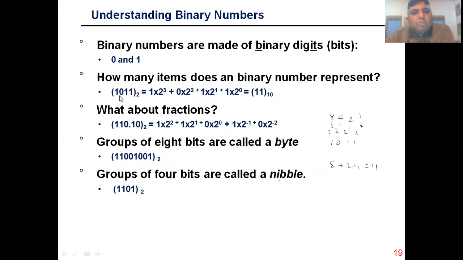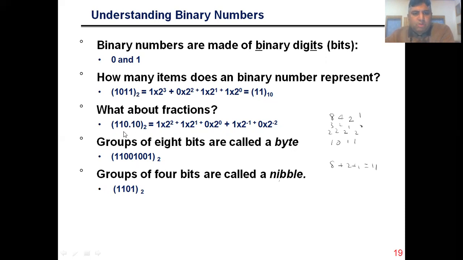We can break it up like the previous method: 1 into 2 raised to power 3 plus 0 into 2 raised to power 2 plus 1 into 2 raised to power 1 plus 1 into 2 raised to power 0. If we evaluate all these four products, this is 8, this is 0, this is 2, and this is 1. 8 plus 2 plus 1 is 11, which is the decimal equivalent of this binary number.